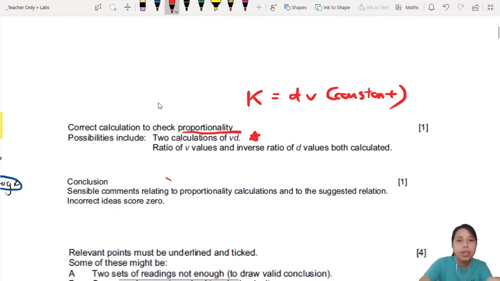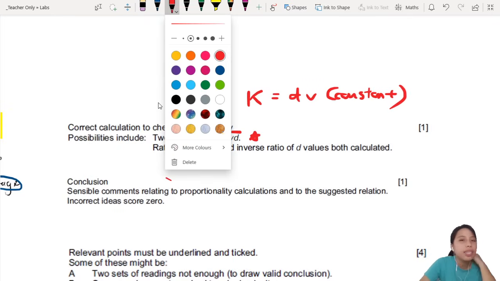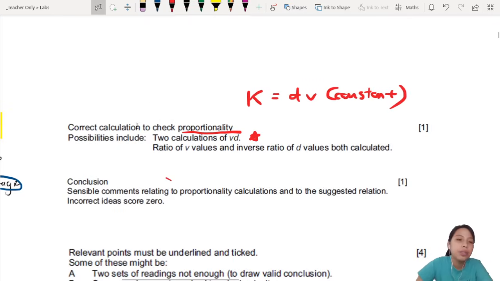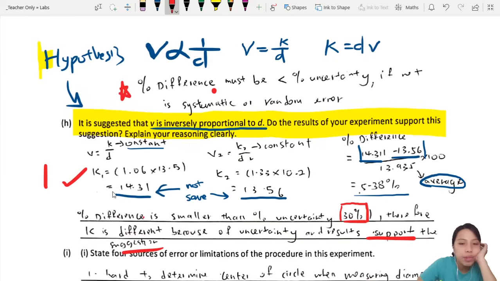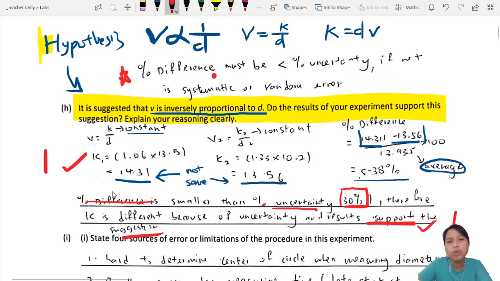What's the other mark come from? Conclusion. You see, they didn't talk about percentage to show or not, right? Because they are very chill. Conclusion. Sensible comment relating to the calculation and suggested relation. So it's really up to you how you want to write it, and up to the examiner how the examiner thinks you make sense. Which is why I say go memorize the sentence just now. So sensible comment. It's up to the examiner. So okay, I'm going to see. Percentage difference smaller than uncertainty, therefore makes sense. Okay, lah, I accept that. So that's 2 marks. You say, miss, so many things for 2 marks.